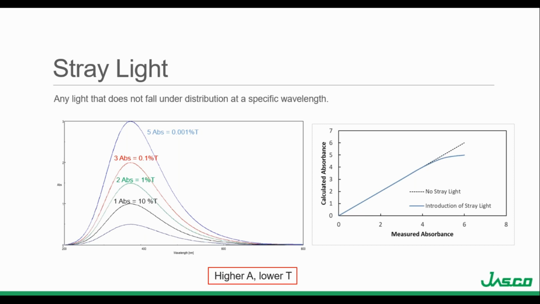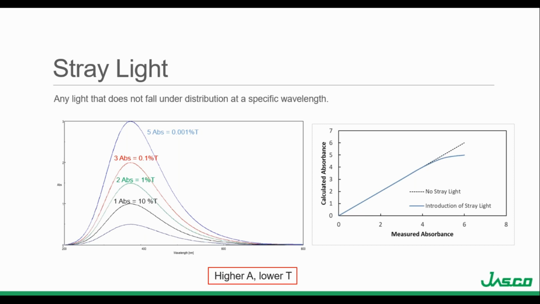So it just knows that a certain amount of incident light is coming through the monochromator, and any of that incident light that doesn't hit it, it just assumes that it's absorbed. So the figure on the left shows that at higher sample concentrations, when more light is absorbed, there's consequently less light transmitted. And the figure on the right here shows the calculated absorbance as a function of measured absorbance.